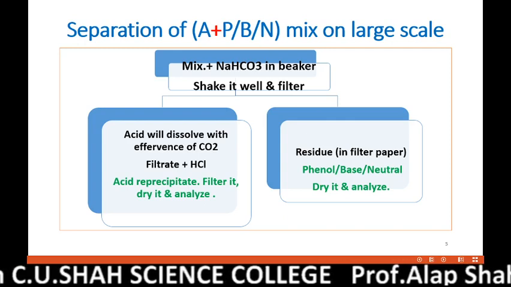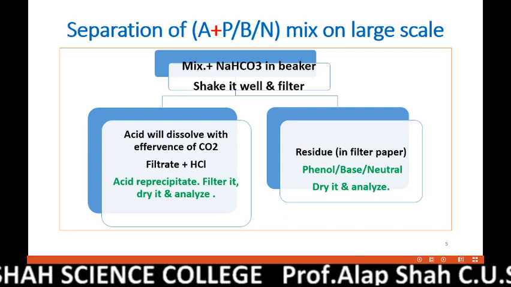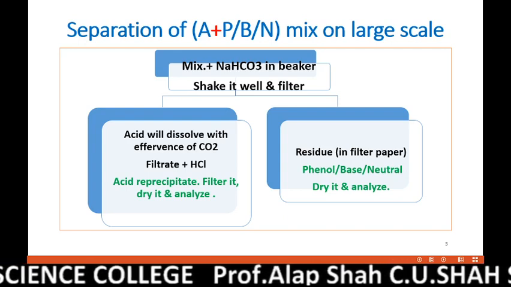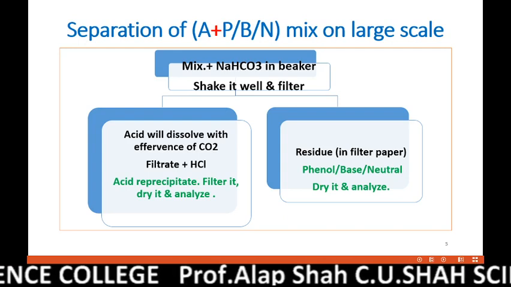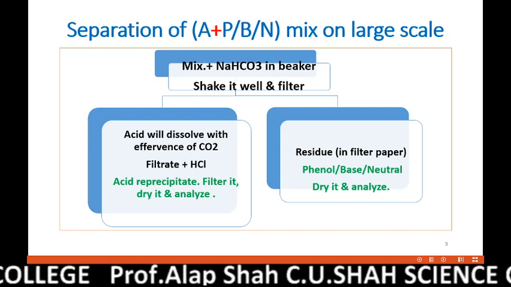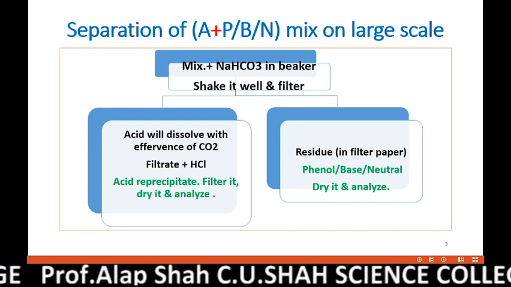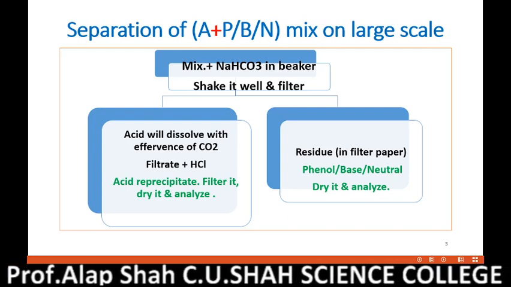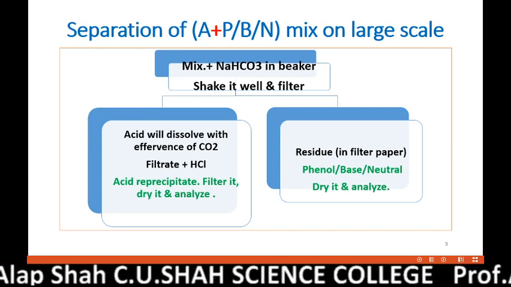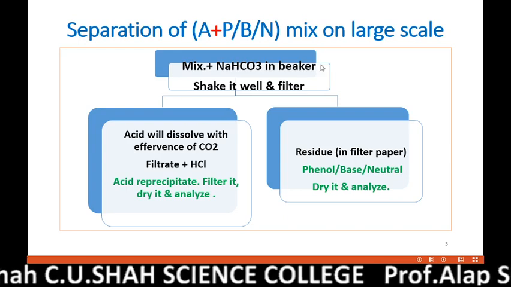Now that is a saturated solution of sodium carbonate or sodium bicarbonate. So what we will do: in the mixture we will add NaHCO3 with constant stirring. There will be effervescence, because acid gives effervescence of carbon dioxide with the sodium bicarbonate solution. Shake it very well. Let the acid dissolve into the NaHCO3. Effervescence will cease. Now filter it. The acid that is dissolved into the NaHCO3 will be in the filtrate, and the other, maybe phenol or base or neutral, you will get in the residue.